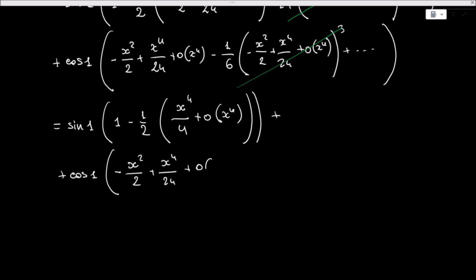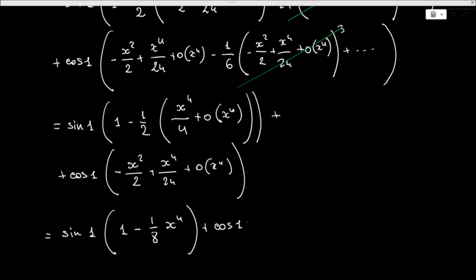Right, so this is the final expression that can be also re-expressed as sine of 1 times 1, and we have minus 1/8 x to the 4th. Then we have plus the cosine of 1 that multiplies minus 1/2 x squared plus 1 over 24 x to the 4th plus little o of x to the 4th. So this is the final expression.